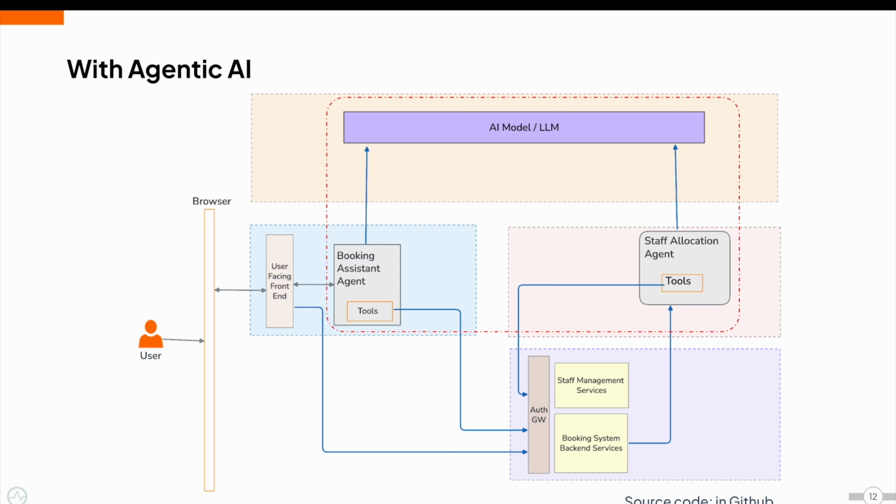In this particular setup, I have this user-facing front-end and the booking assistant agent running on my local machine, and the staff management services and booking system backend services running on Choreo, which is the internal developer platform of WSO2, and this staff allocation agent also running on Choreo. And I have connected GPT-4 as the AI model for both of these agents.